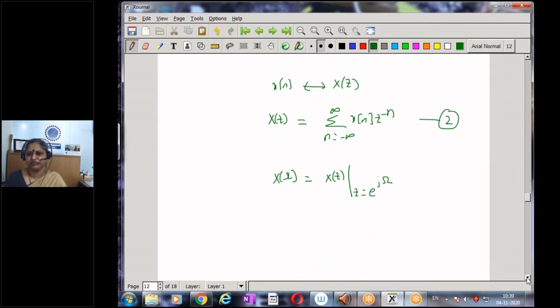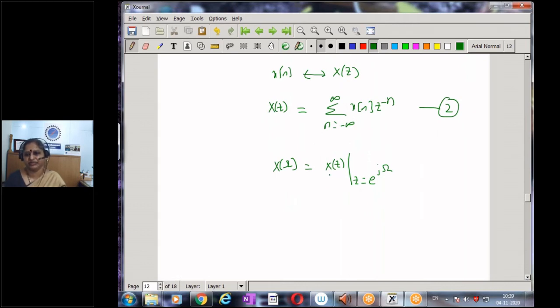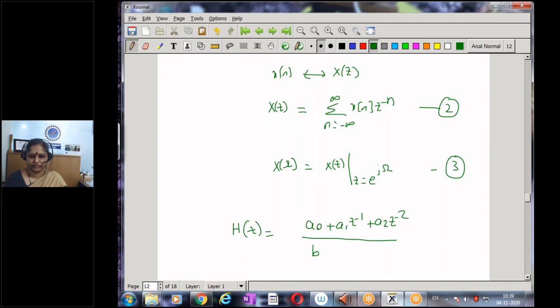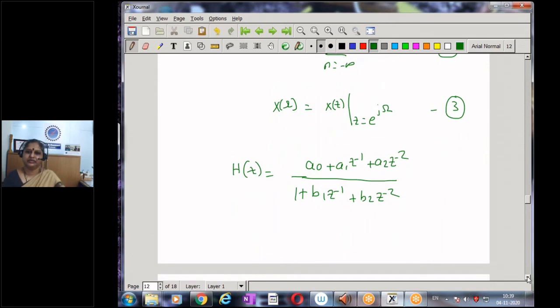So in all cases this is valid. Now, using this observation, let me consider a second order system whose Z transform is given by A0 plus A1 z to the power minus 1 plus A2 z to the power minus 2, divided by 1 plus B1 z inverse plus B2 z to the power minus 2. Say this is my system, the Z transform of a second order system.